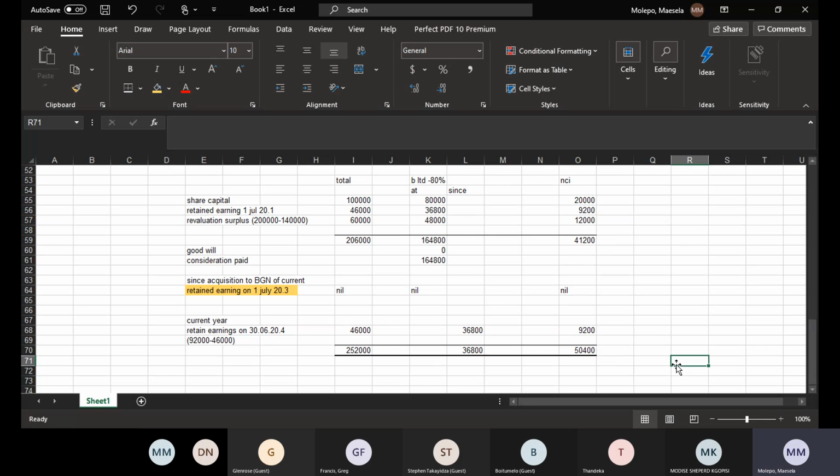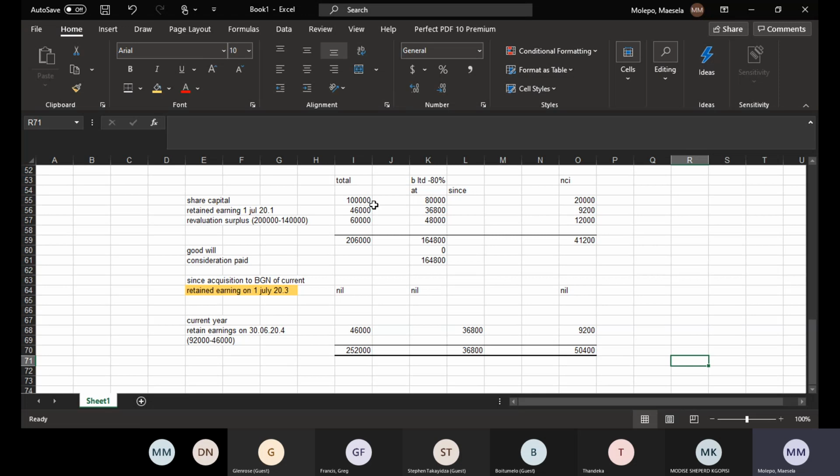Then we can start recording our elimination purposes. So when we do our elimination, we're gonna eliminate whatever happened here on the date of acquisition. So they decided to start with the land. So our land is increasing by 60,000. So since this land is increased by 60,000, it will be carried further. We're still going to continue using it, this land. The land of B Limited is still going to continue using it.